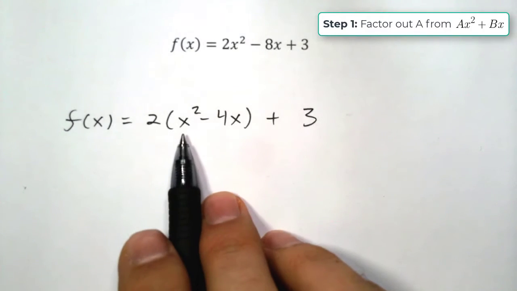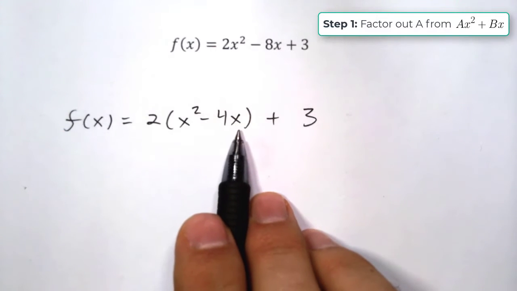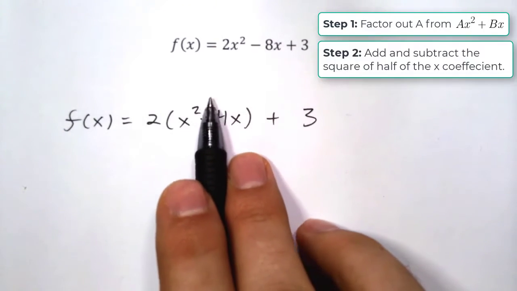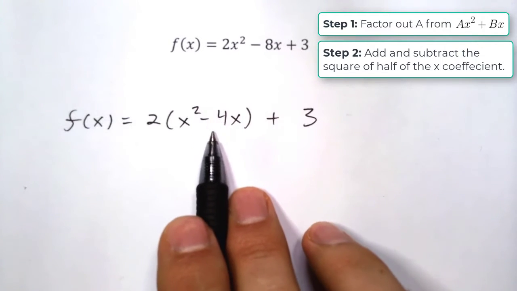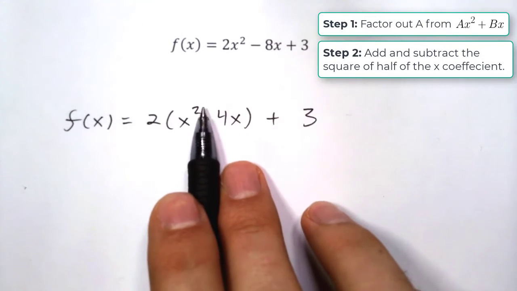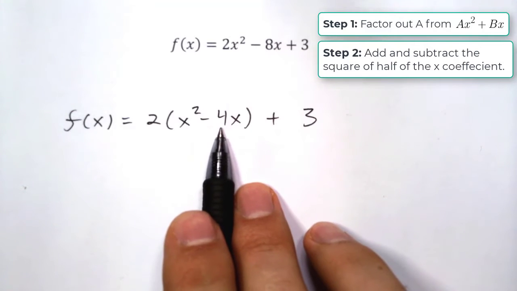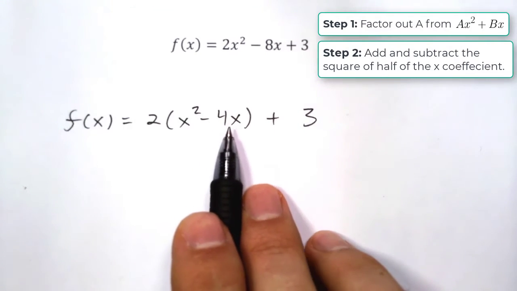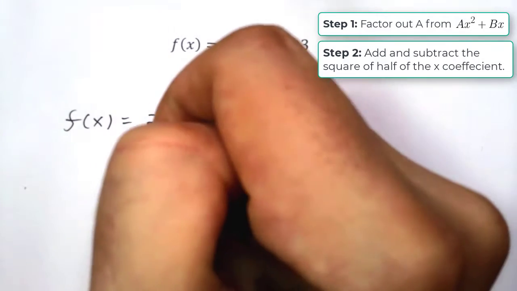Okay, so now that I factored out the 2, what I'm going to be looking at is the thing inside these parentheses here. And what we're going to do is take this number in front of the x, take 1/2 of it, and square it. Right? So 1/2 of -4 is -2. -2 squared is 4. So I'm going to add 4 here.